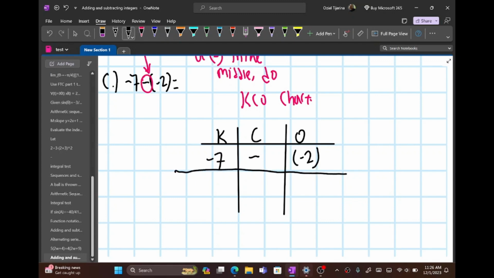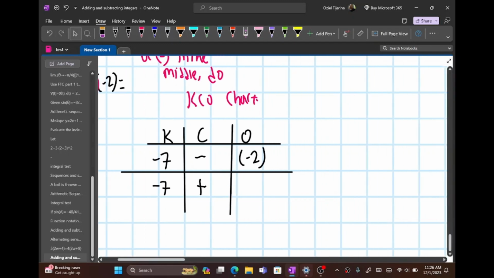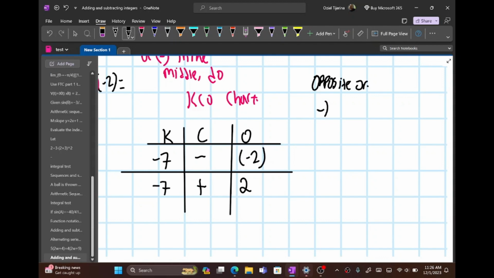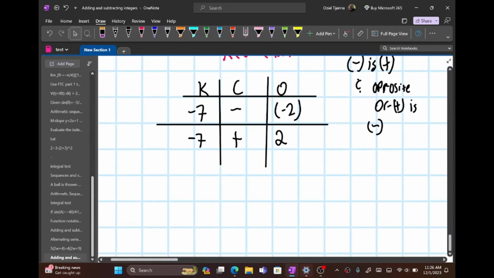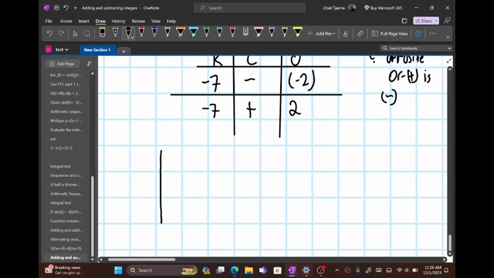So we're going to do negative 7. Change this to positive. And then do the opposite of negative 2. This is 2. Remember that opposite of negative is positive, and opposite of positive is negative, okay? So now let's do our t-chart.